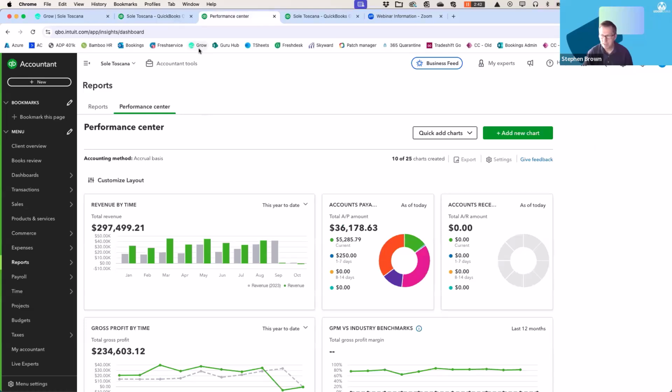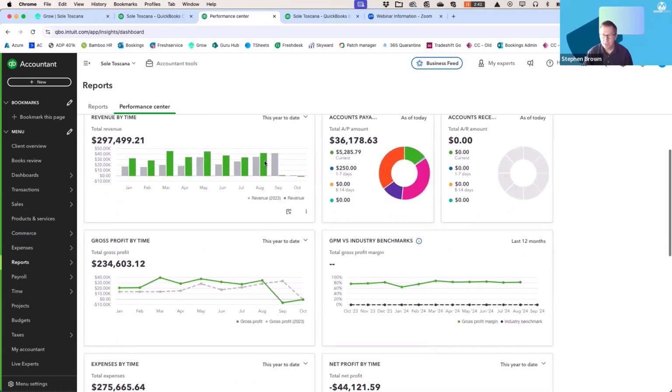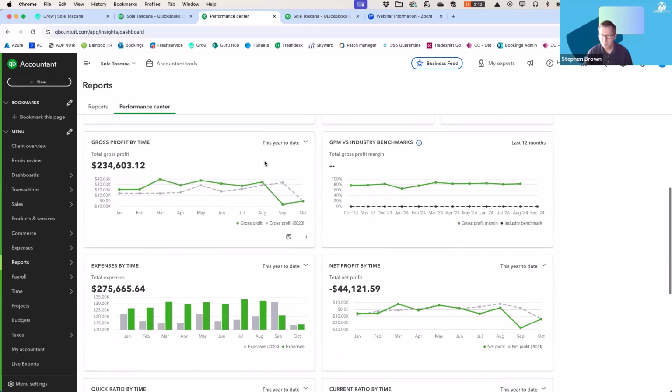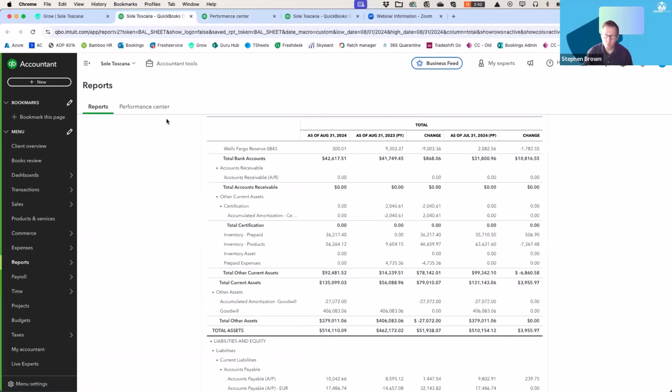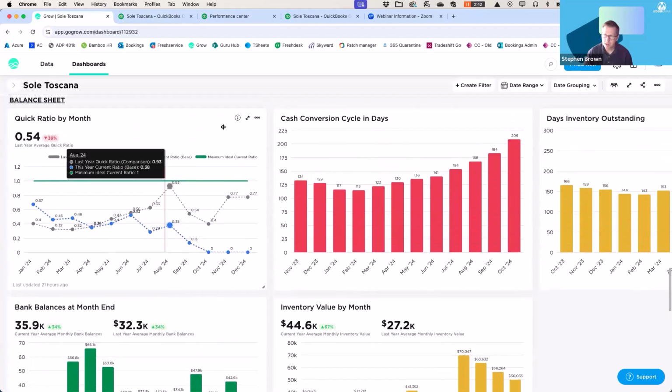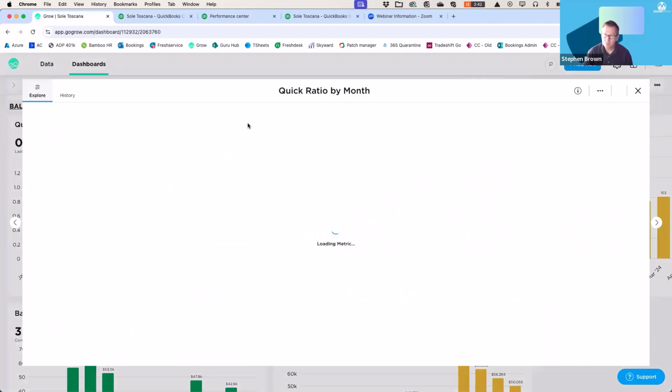QuickBooks doesn't calculate these for you. They do have the, again, underwhelming performance center, which your accountants have access to, that can give you the quick ratio and current ratio, except for some reason I went into it today and it's not there. So again, it's like, that's cute, QuickBooks, keep trying. So you can go in and run these calculations, or you can use a reporting tool like I have here. And here's my quick ratio.